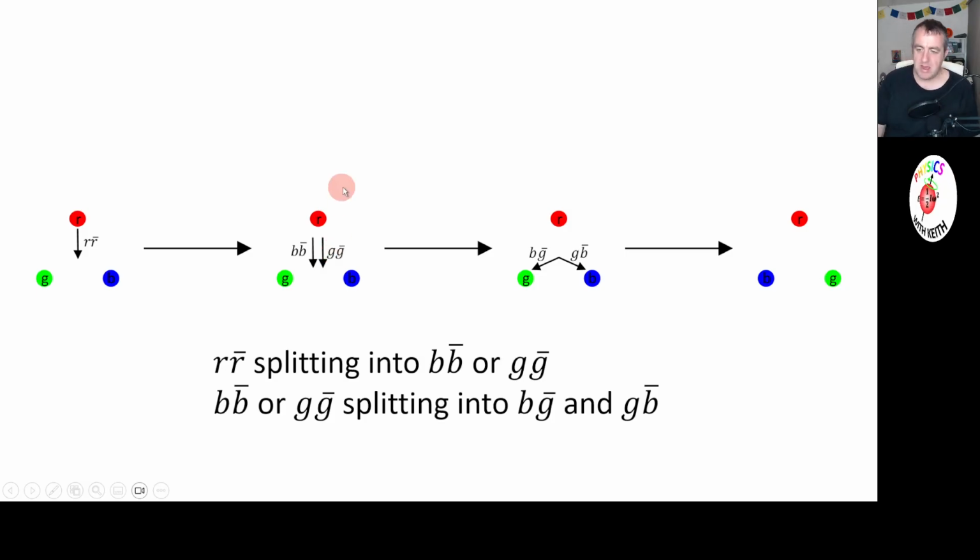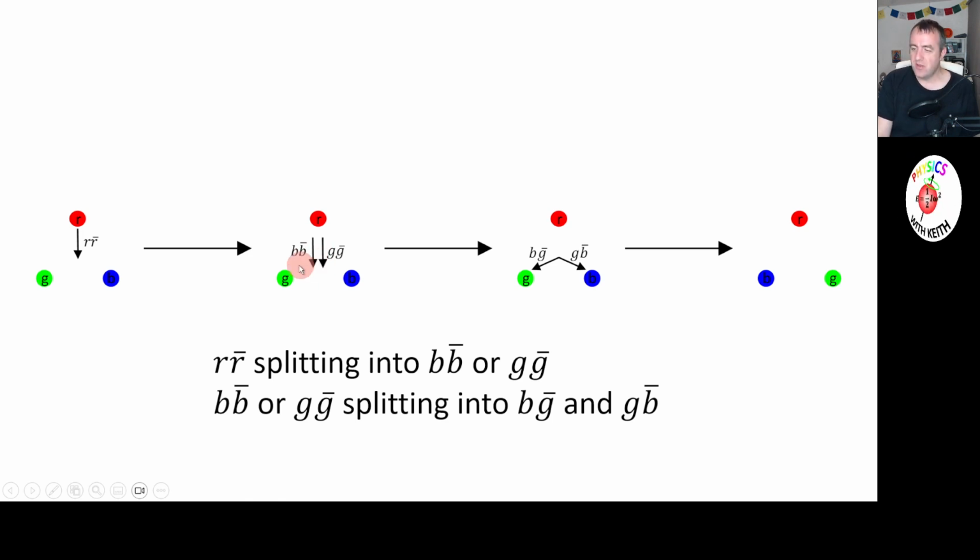Could do either, it doesn't matter because it's white. So the red anti-red, there's some vertex there where the gluon just changes colour from white to white, but it's a different white. It's now a blue anti-blue or a green anti-green. That's fine, not breaking any rules there.